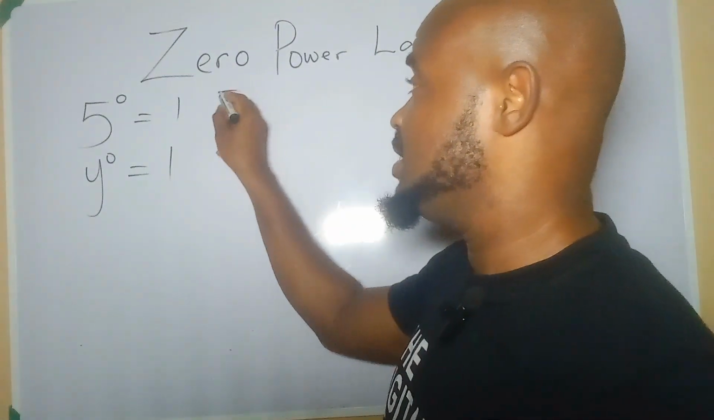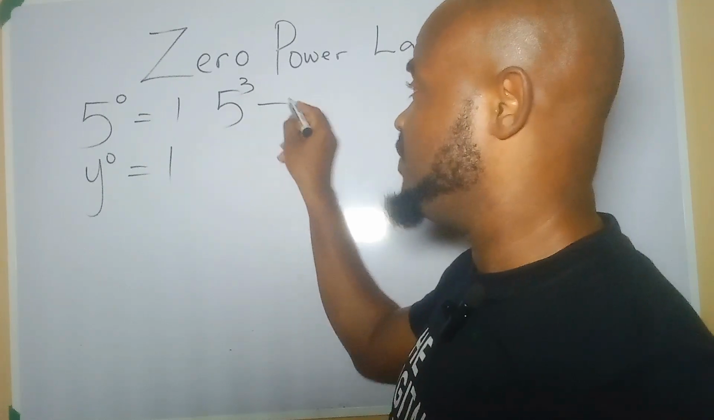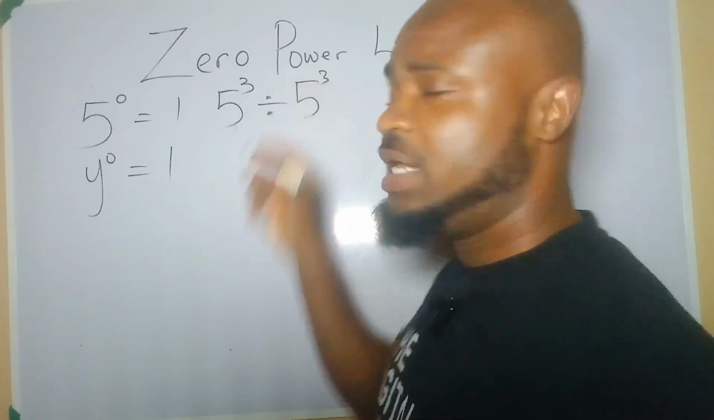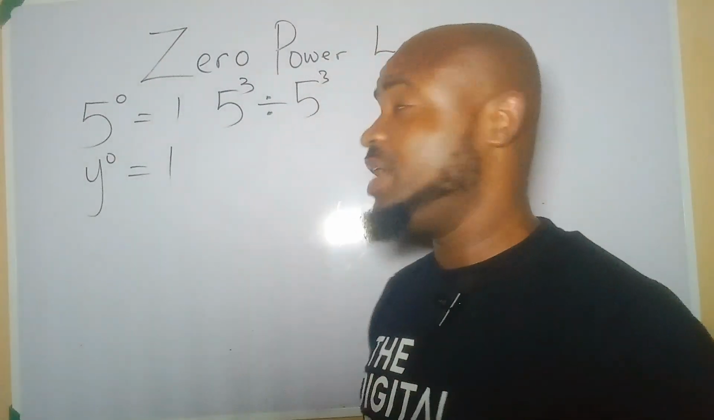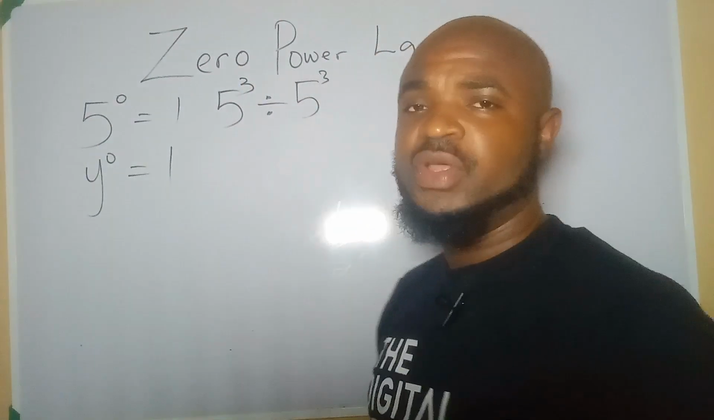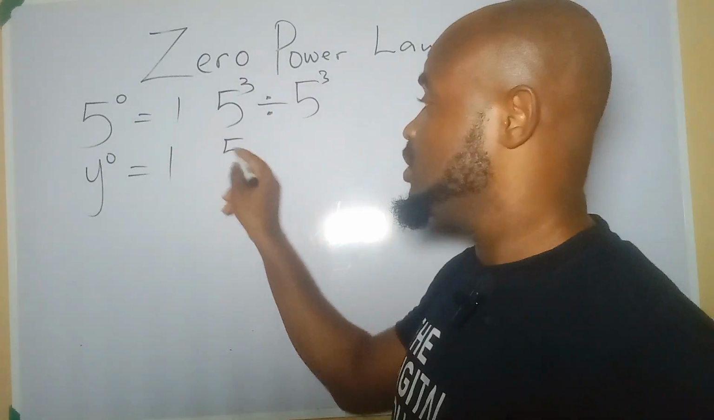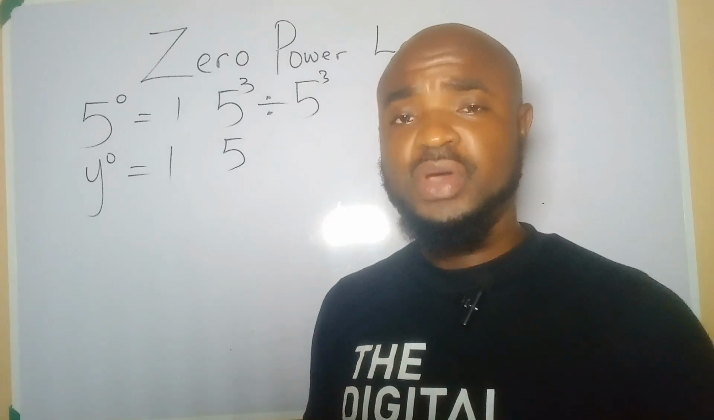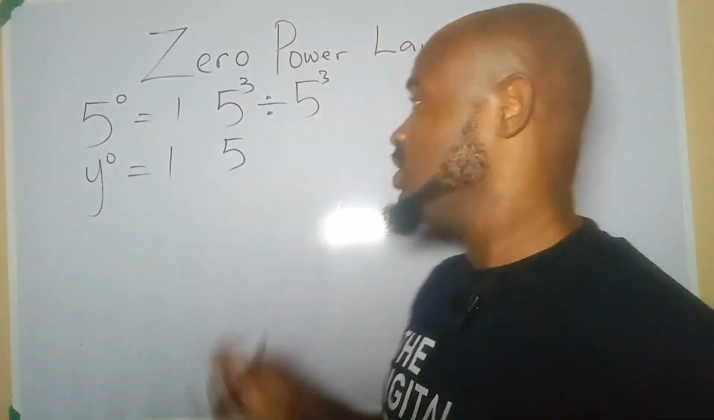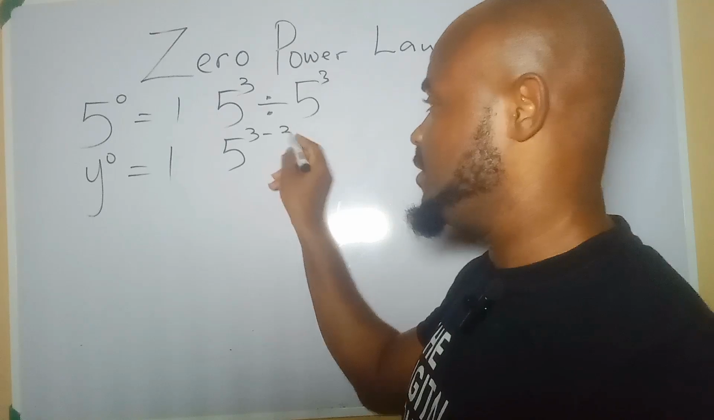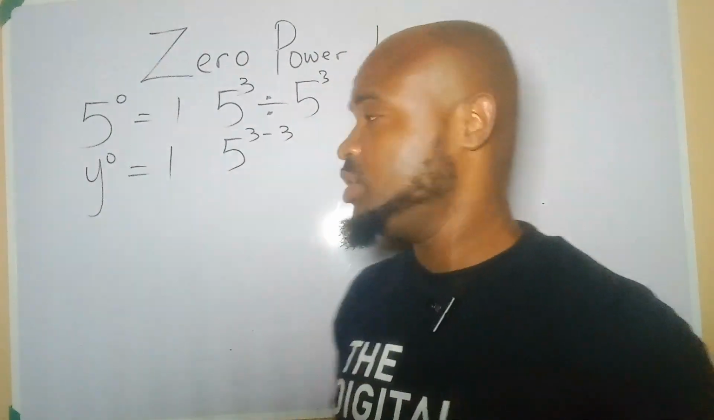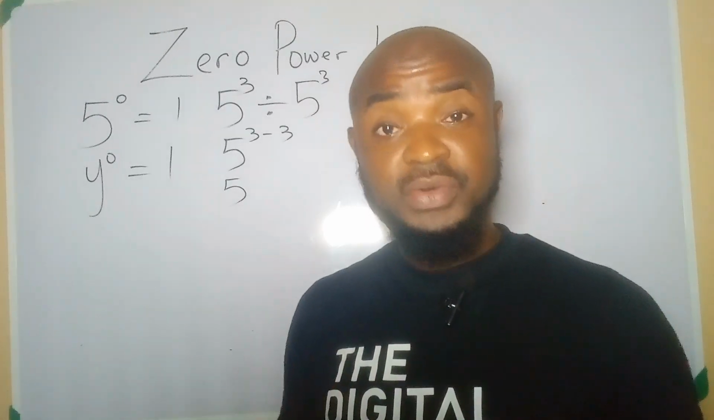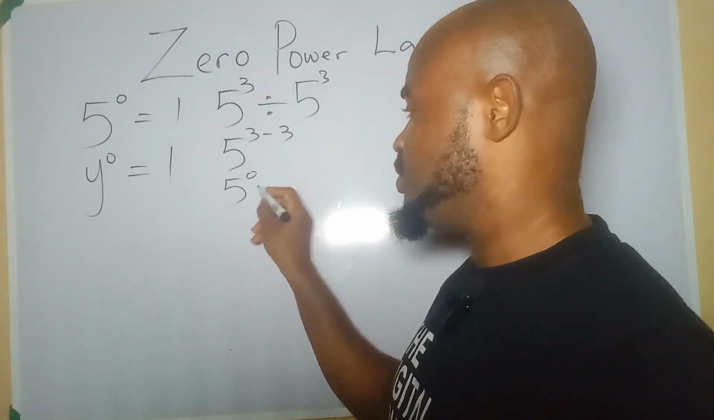If you have something like this, 5 raised to the power of 3 divided by 5 raised to the power of 3. Here the base numbers are the same, 5 and 5, and the powers are the same, 3 and 3. So if I'm going to solve this using indices, in indices we're meant to understand that if I'm dividing numbers, I'm going to subtract their powers. So that'll be 3 minus 3. Are we still following? Good. So obviously 3 minus 3 is equal to what? 0. And 5 raised to the power of 0 equals 1.